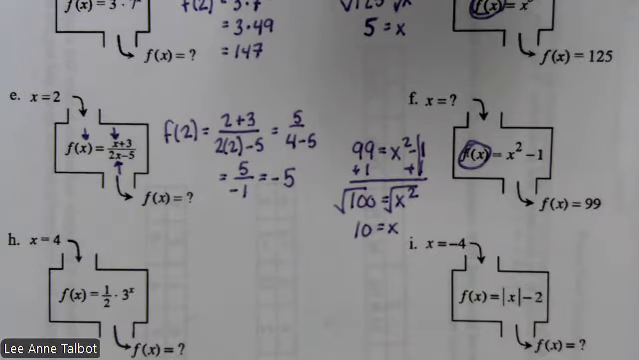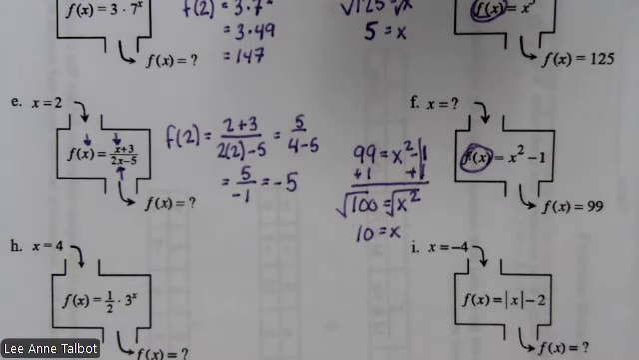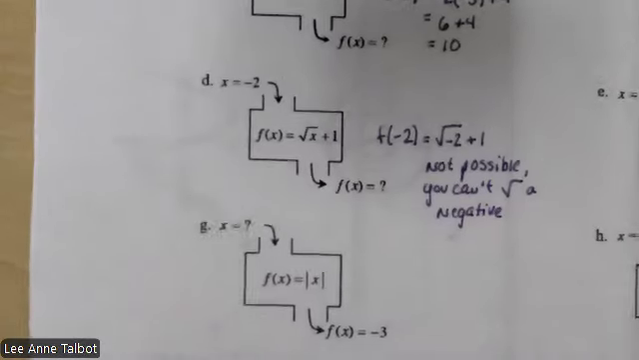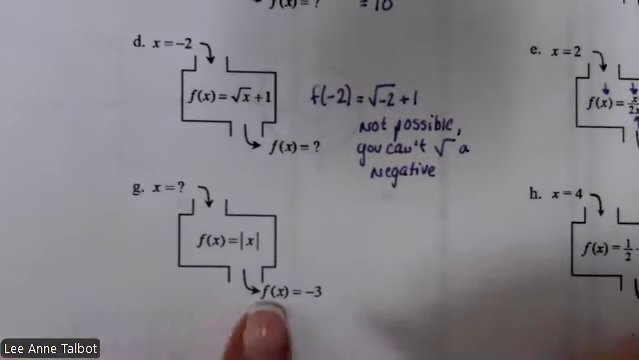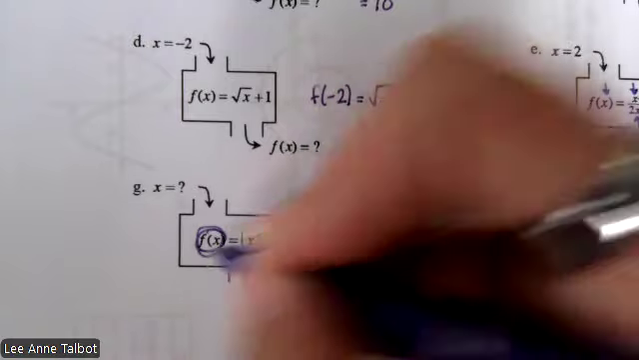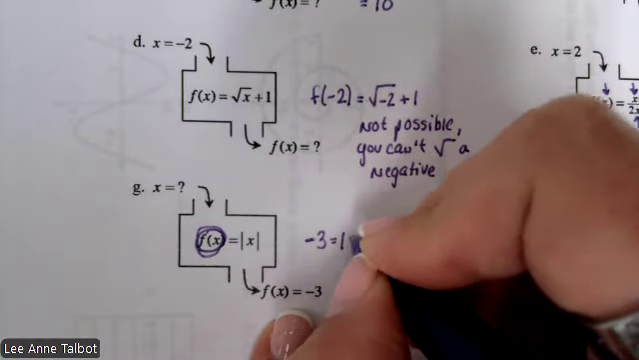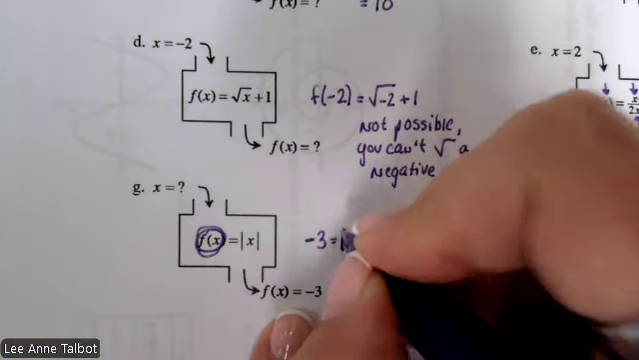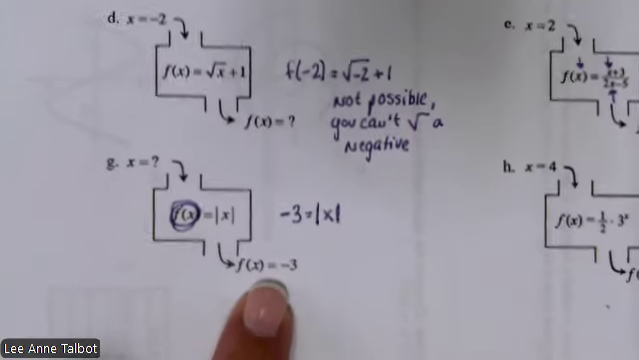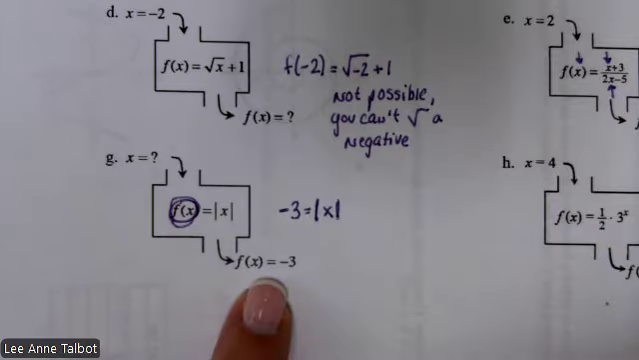Want to pause here. Does anyone have any questions about A through F before we move on? We're good? Awesome. Okay. G. Okay, so I have a backwards one. I'm going to put -3 right here. So I have -3 equals the absolute value of x. Is that possible? Can you get a negative from an absolute value? No.